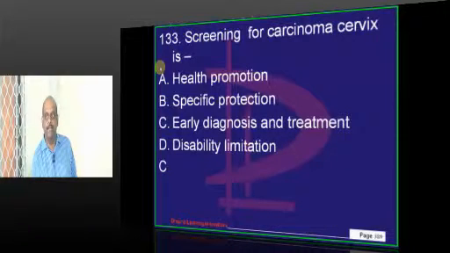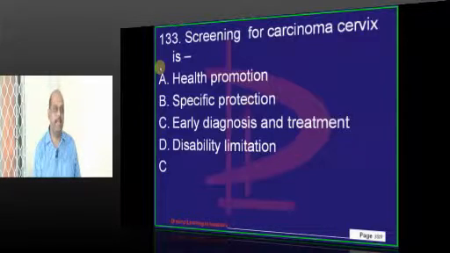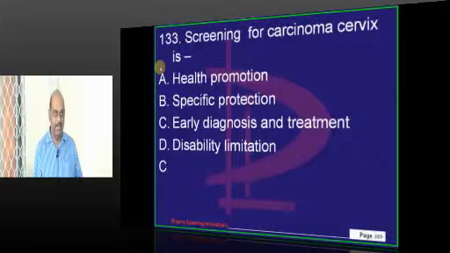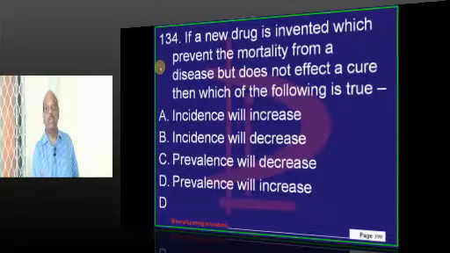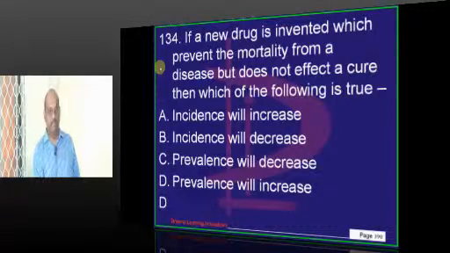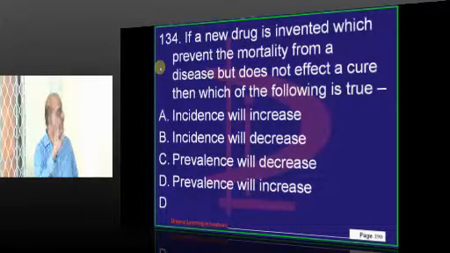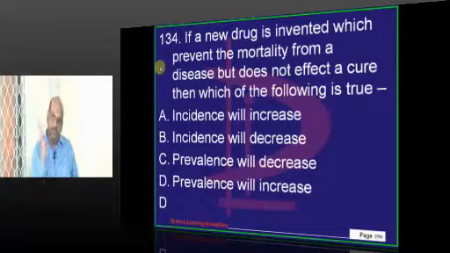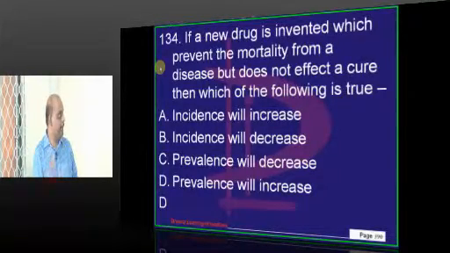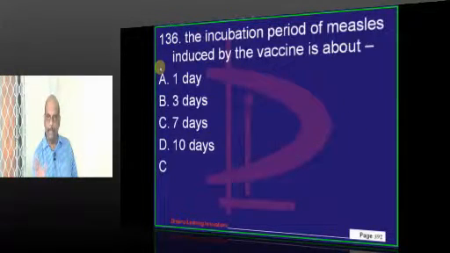Screening purpose, what is it? To quickly tell the patient it is cancer, so that the patient can die a little more comfortably, knowing the news a little early, which comes under secondary prevention. If a new drug is invented but it does not effect a cure, what will happen? Old cases will be more, so prevalence will typically increase. Twice the incubation period you conduct an epidemiological study.